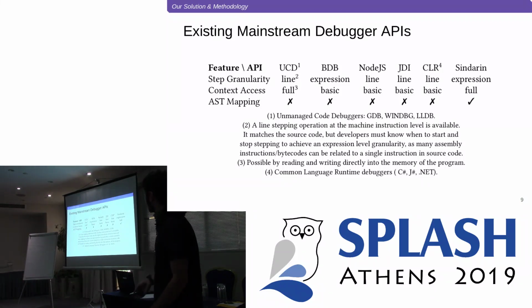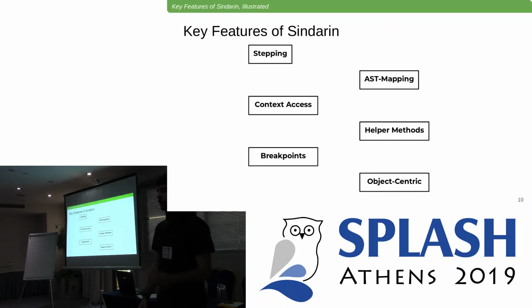And here you have Sindarin, where we have everything. OK, now the fun part. So these are the 6 key features I want to show with examples.